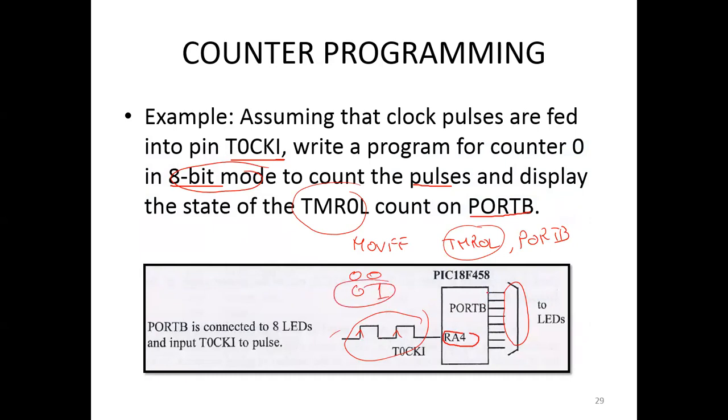We have to send this 0, 1 to port B. Then if there is another pulse, it will be 0, 2. We have just to send continuously the value. So our main task is just moving the data from timer 0 low to port B, because we are displaying the number of counts. That's it.